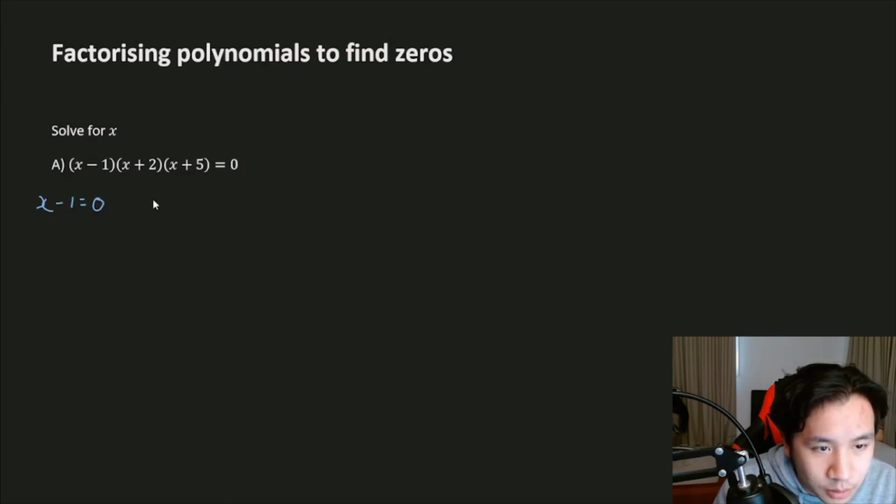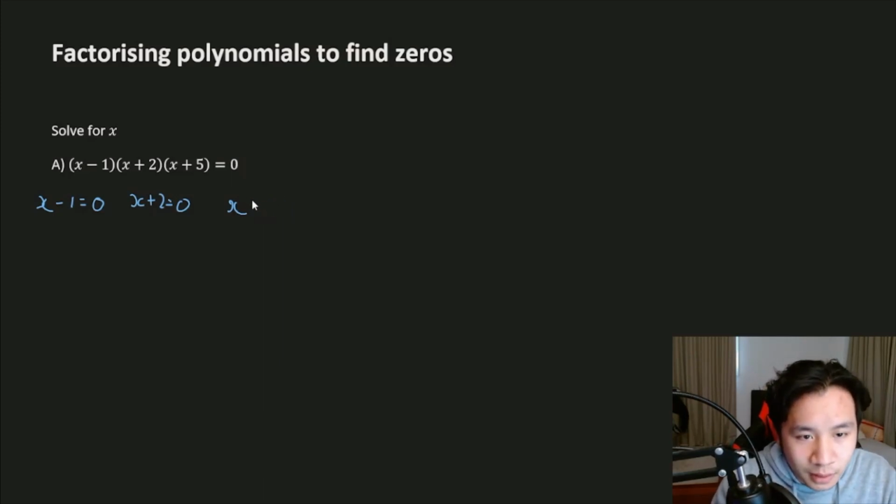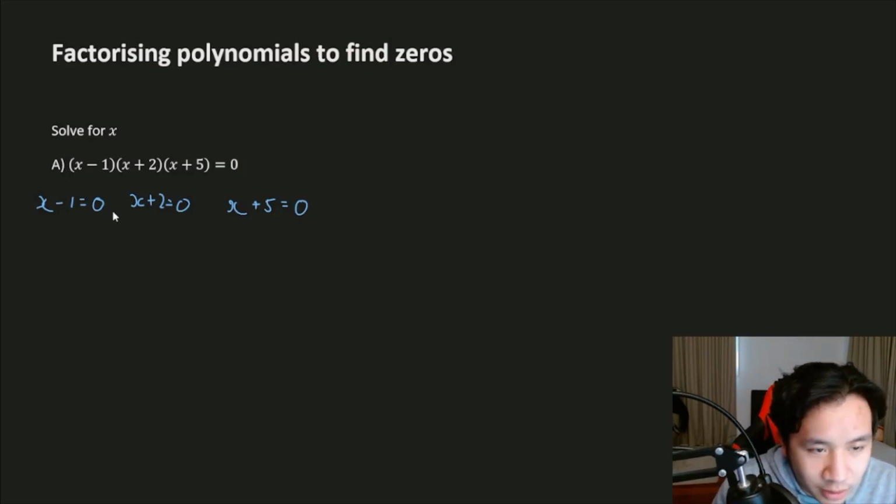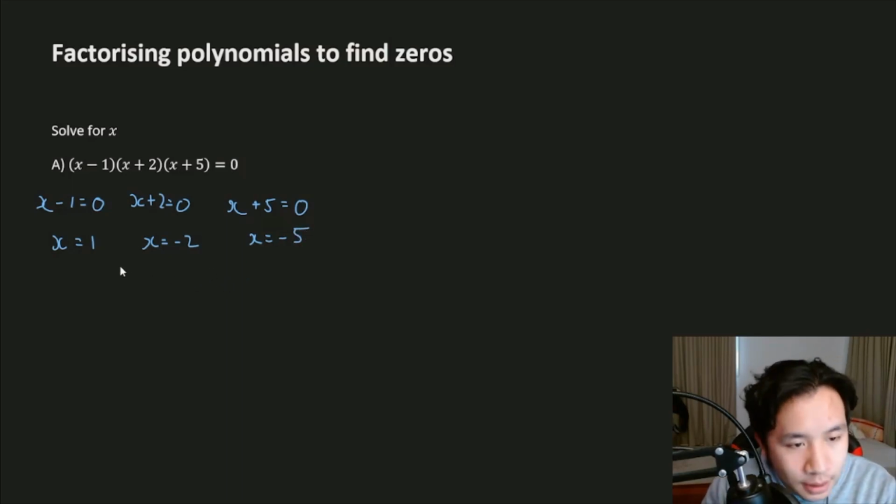The first one has to be equal to 0. The second one has to be equal to 0. And the third one has to be equal to 0. So 3 separate equations. Now this is really easy to solve. You just have to bring the numbers over. So this is x equals 1, x equals minus 2, and x equals minus 5. And so these are my solutions.